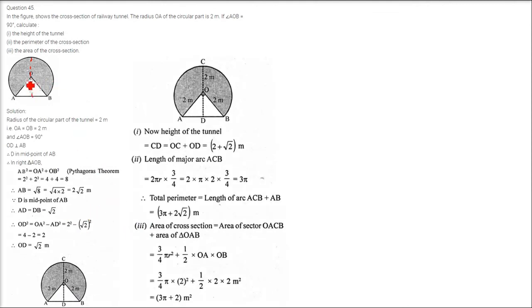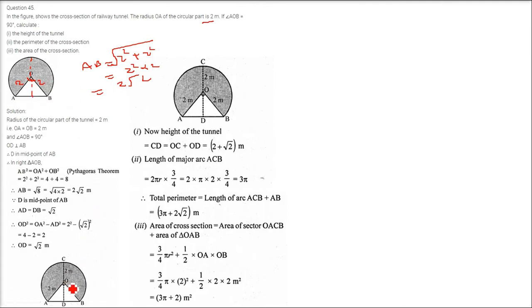First of all, it is given that OA and OB are 2 meters. So the radius is 2, this is 2, this is 2. Now when this is 2 and 2, and this is 90 degrees, by Pythagoras theorem we can find AB. AB will be simply equal to the square root of 2 square plus 2 square, that is the square root of 2 square into 2. So 2 comes out, 2 root 2. So we get AB as 2 root 2.